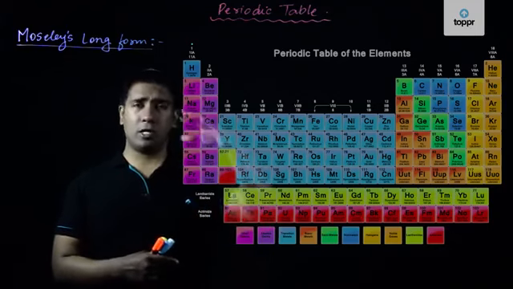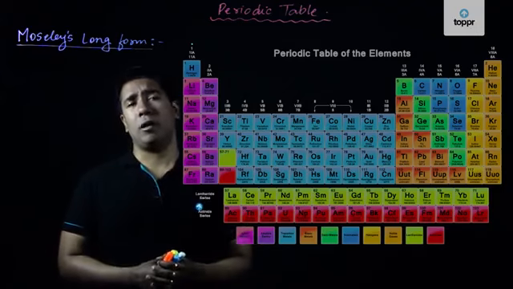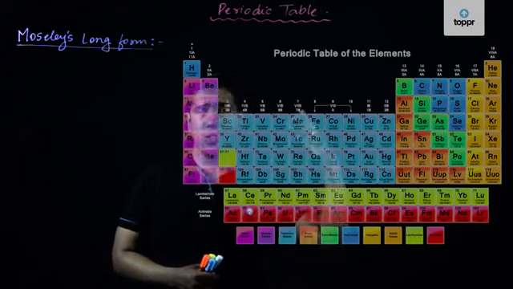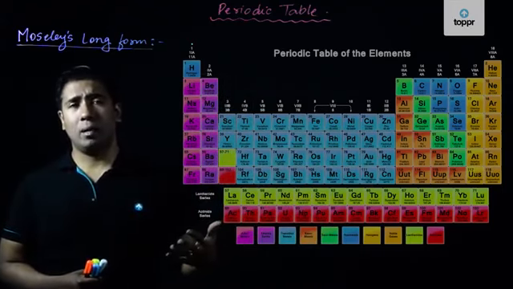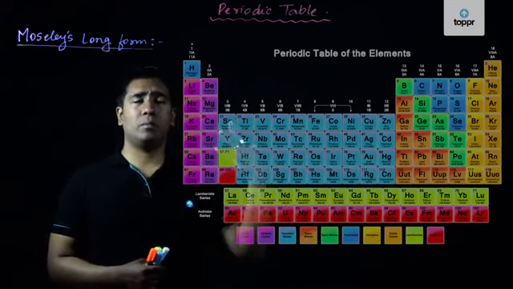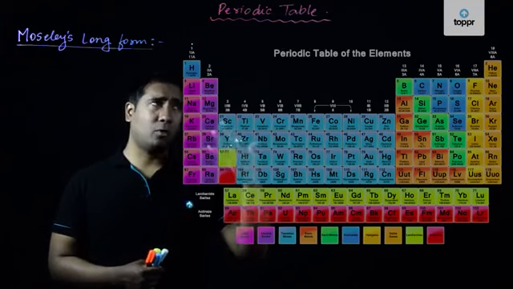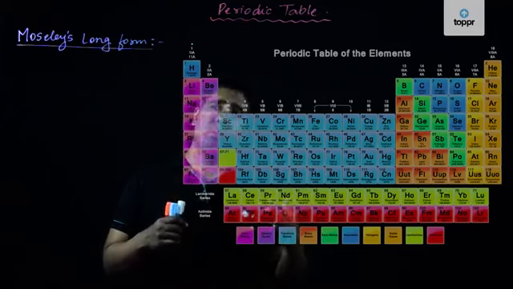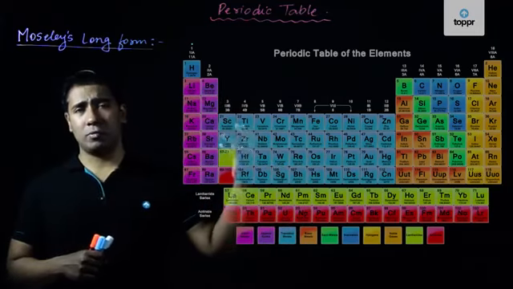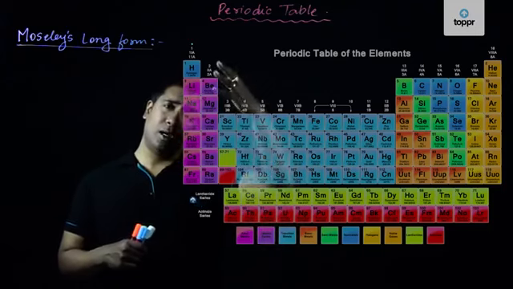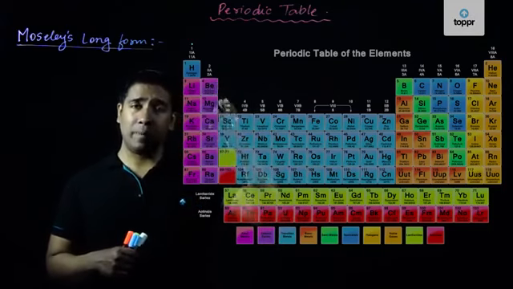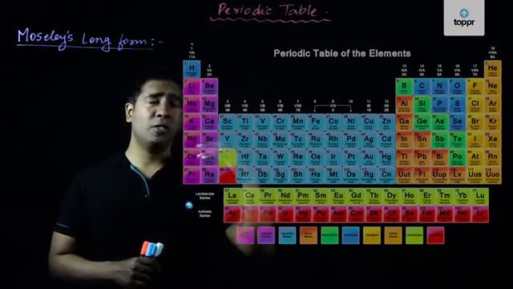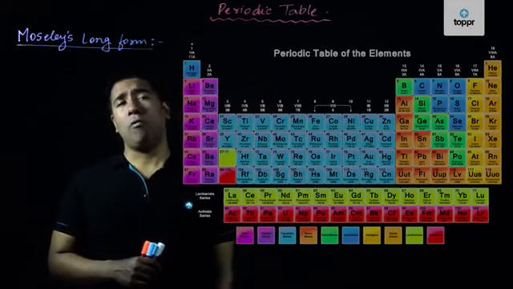As you can see, in the first period we have 2 elements, starting from hydrogen and finishing with helium. In the second period, we have a total of 8 elements, starting from lithium and finishing with neon, which is a noble gas. As you can see, each period starts with an alkali metal and finishes with a noble gas, which is present on the extreme right hand side of the periodic table.